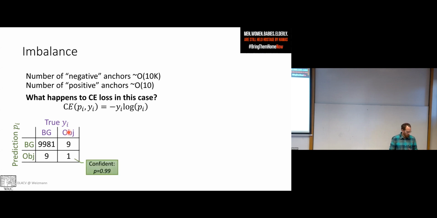So for these, our predictor is very confident. For these, it makes a mistake, but is very unconfident. It's near the decision boundary.